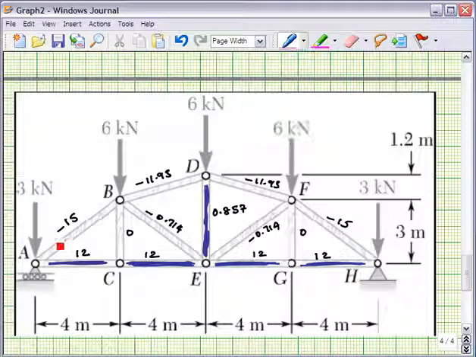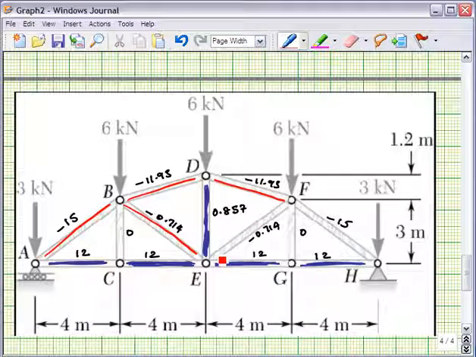Then this bar is in compression. That's in compression. That's in compression. That's in compression. That's compression. And that's compression. So if this was made by your ball and magnet system, you can see that the bottom of this truss, the bars AC, CE, EG, and GH are under really heavy tension. They're under 12 kilonewtons of tension.